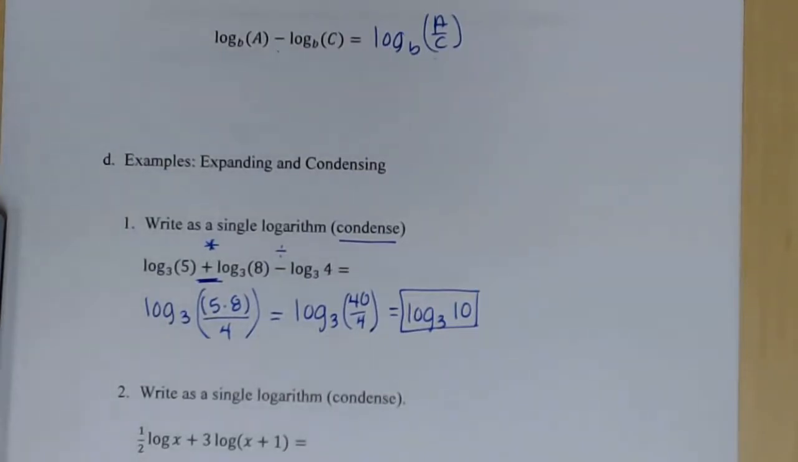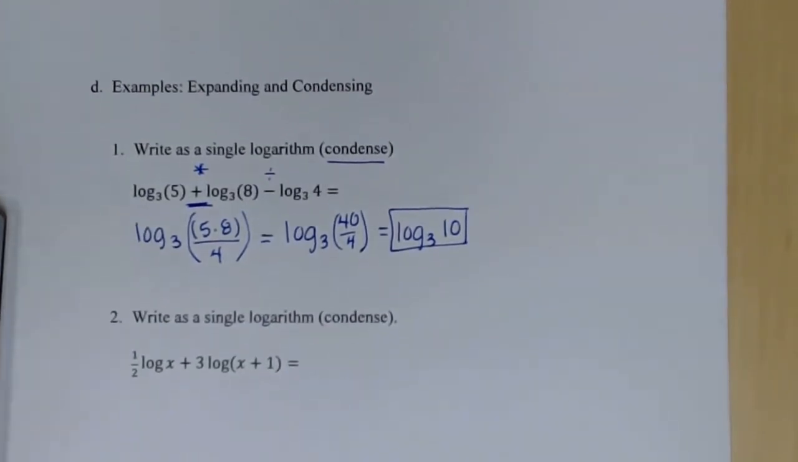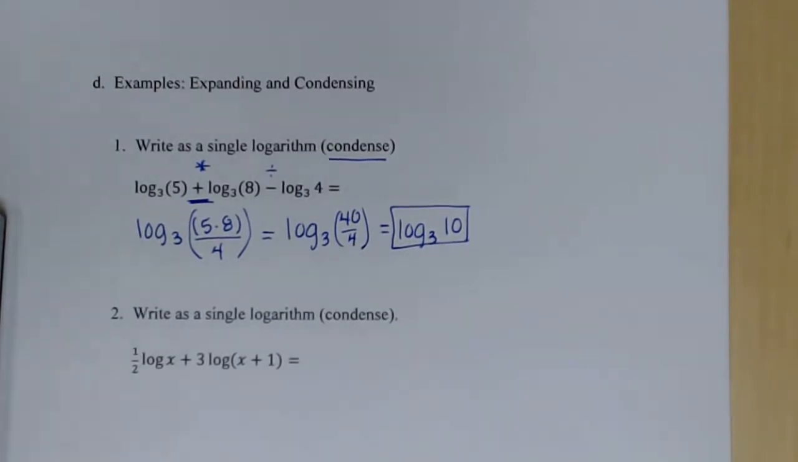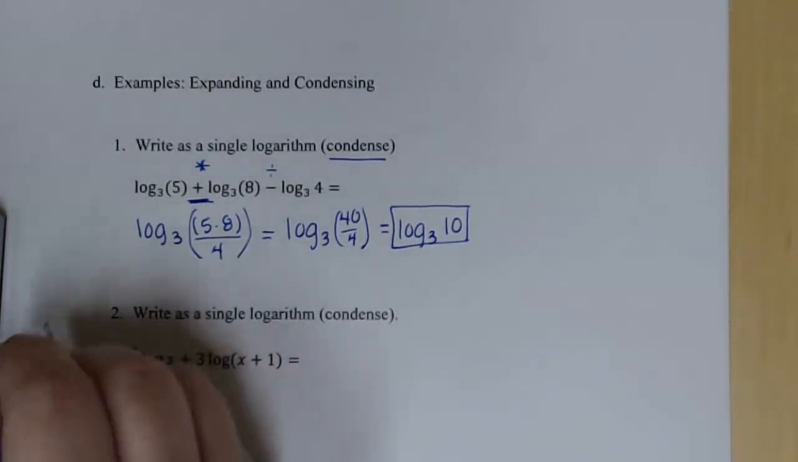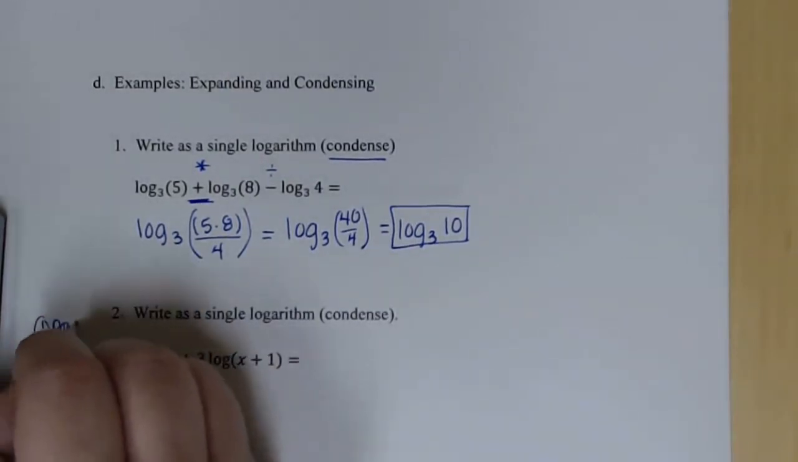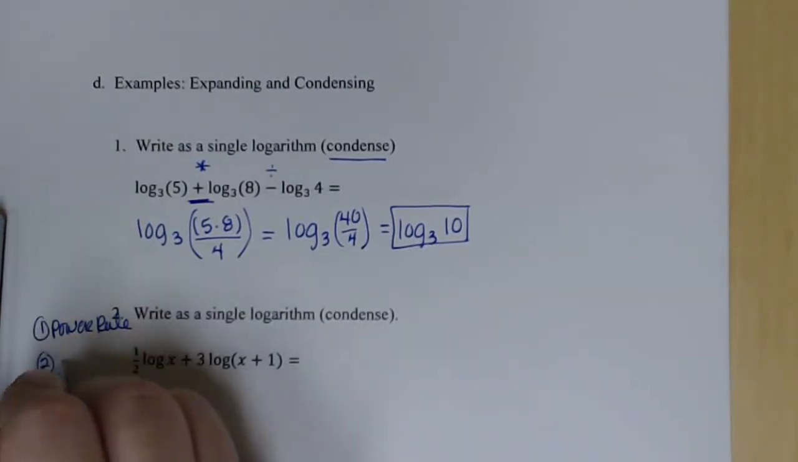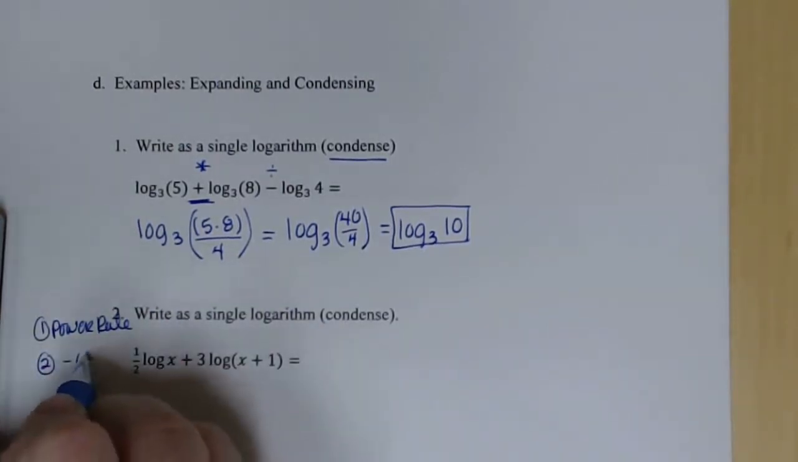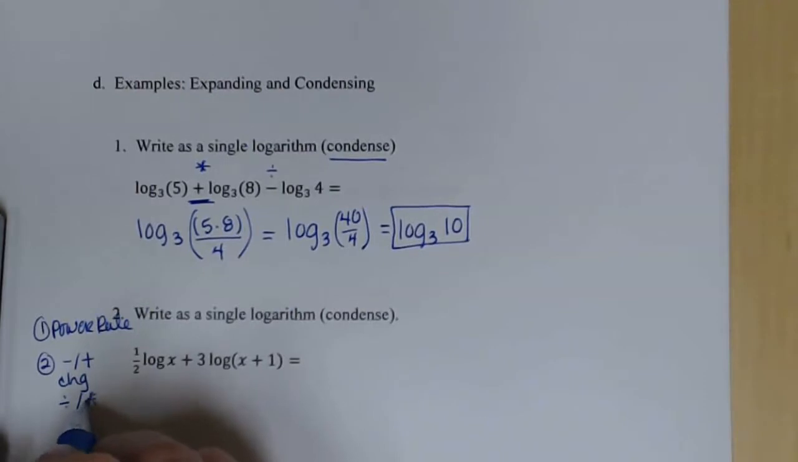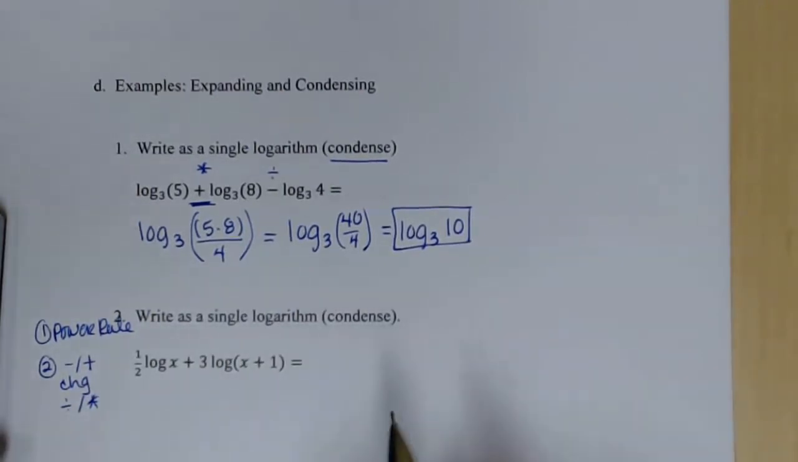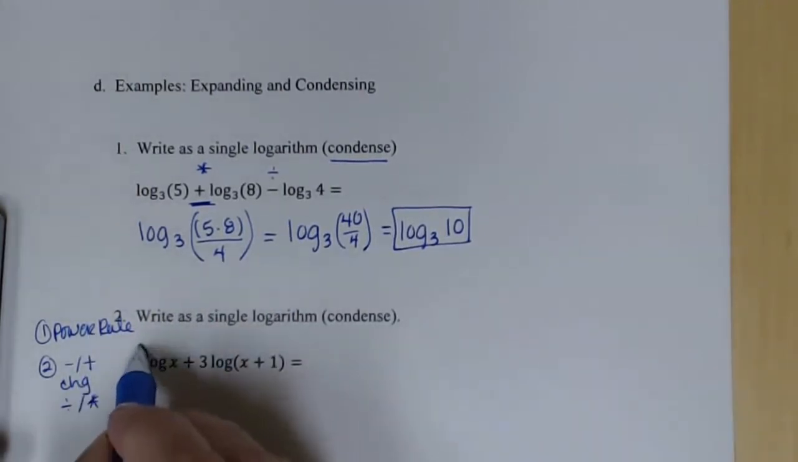I'm going to work quite a few examples here in this section. This one says write as a single logarithm and condense it. Okay, so when you're working with these, we are going to have to use the power rule. The first thing you want to do is use your power rule to move any coefficients up. Then you want to work with your subtraction and addition, changing that to division and multiplication. So first thing I'm going to do is bring my powers up. So you see these coefficients in front?